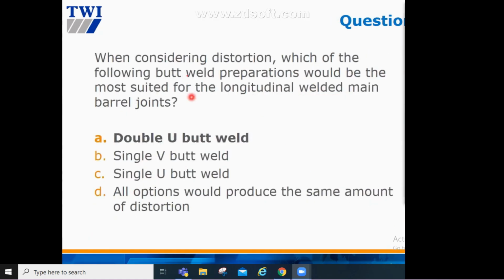When considering distortion, which of the following butt weld preparation would be most suited for longitudinal weld main barrel joint? If we compare single and double, of course, double is the best in controlling the distortion. Yeah. But if we have, let's say, double V and single V, again, double is always the best. Single V, double V, always the best controlling distortion. Okay?